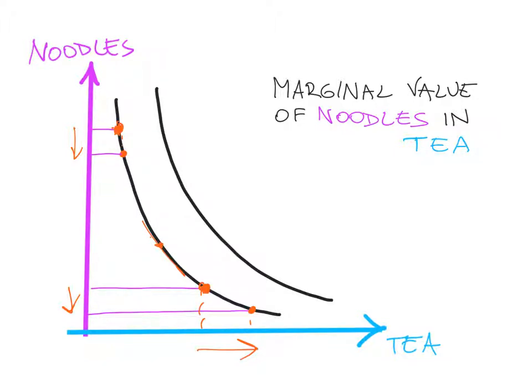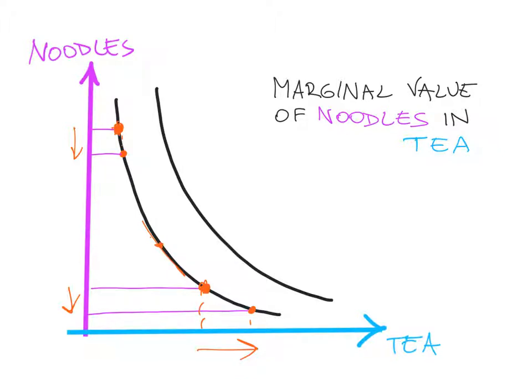Okay, so this shape of indifference curve tells us something about the trade-off between those two. In particular, it tells us about the marginal value of these 2 goods. So what we are looking at here in this exercise is actually the marginal value of noodles when you have a lot of noodles versus when you have a little noodles. And the marginal value, marginal just means 1 extra unit.